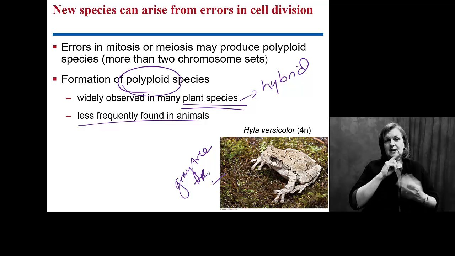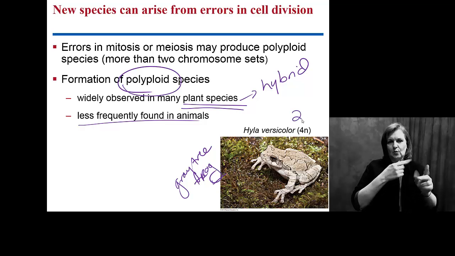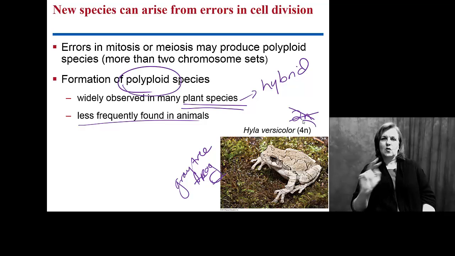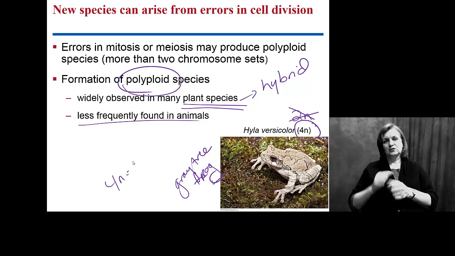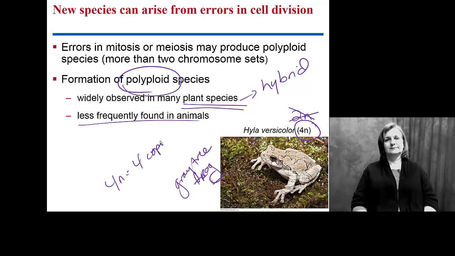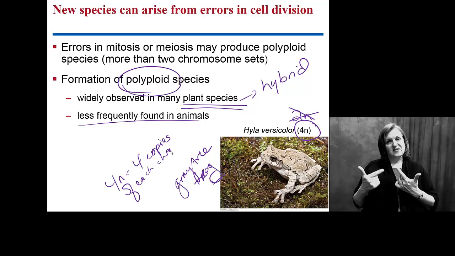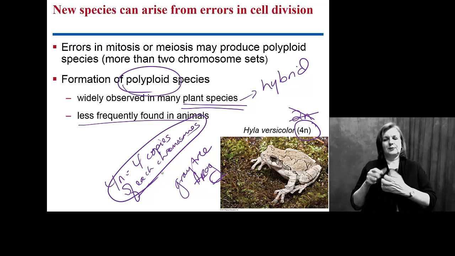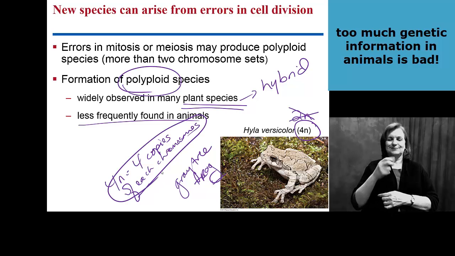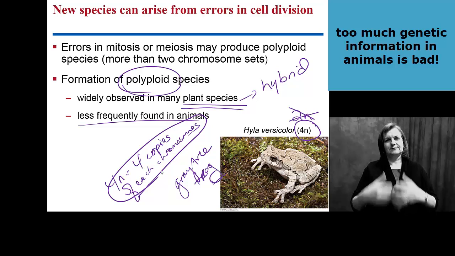That instead of being a 2N organism as we would expect, it actually is 4N. That means that it has 4 copies of each chromosome. And obviously it's living and doing quite well. It's learned to live with that and adapt to that situation, but we see this very rarely in animals.